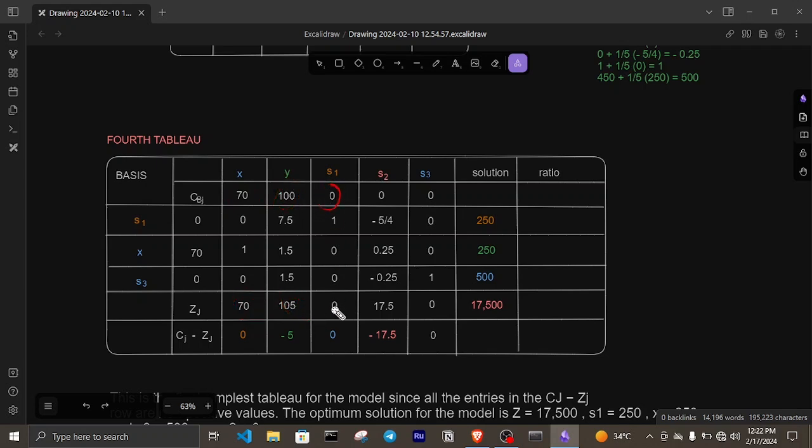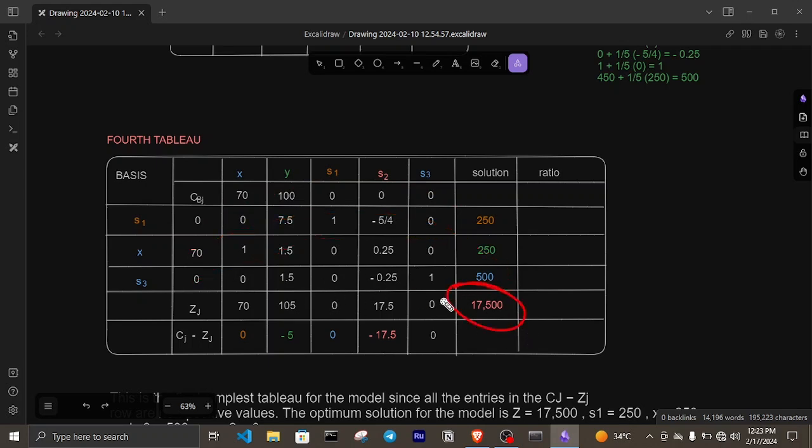You get 0 times negative 5.14 plus 70 times 0.25 plus 0 times negative 0.225. And then you do that, you get 17.5. When you subtract from the top, which is 0 minus 17.5, you get negative 17.5. So here you get 0. And then the last solution here, the same thing: 0 times 250 plus 70 times 250 plus 0 times 500, and you get 17,500.